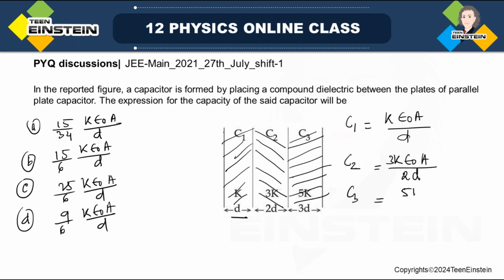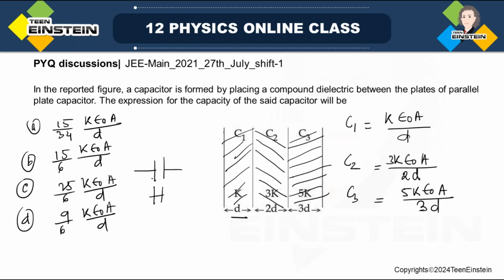This is 5K epsilon naught A by 3D. Okay, so all three we have got. Now you have to see, we have to actually get the combination of this capacitance. But what type of combination do you see here? See, I can have parallel combination or series combination.